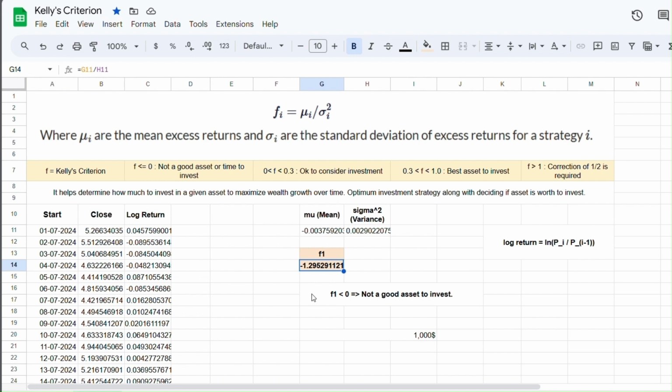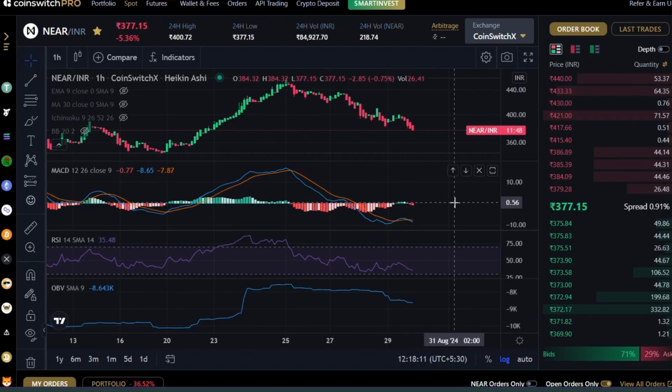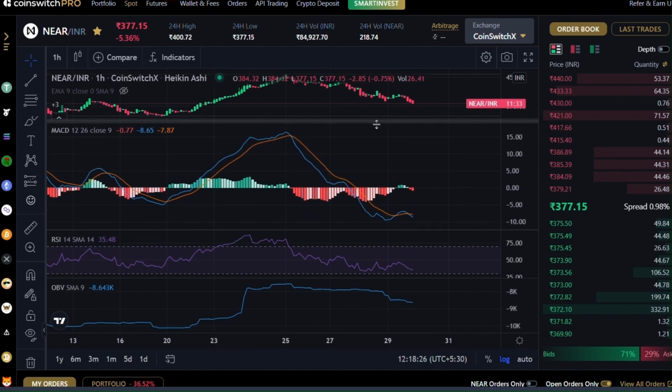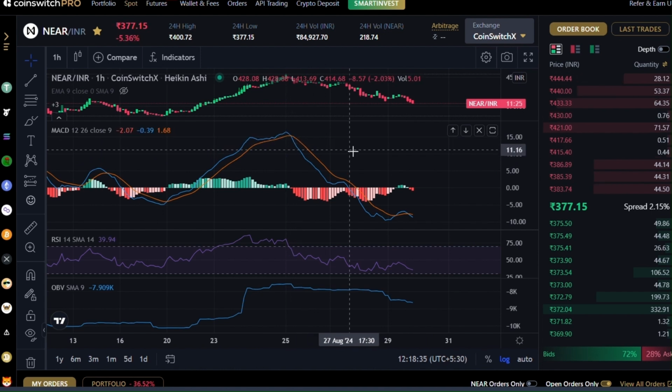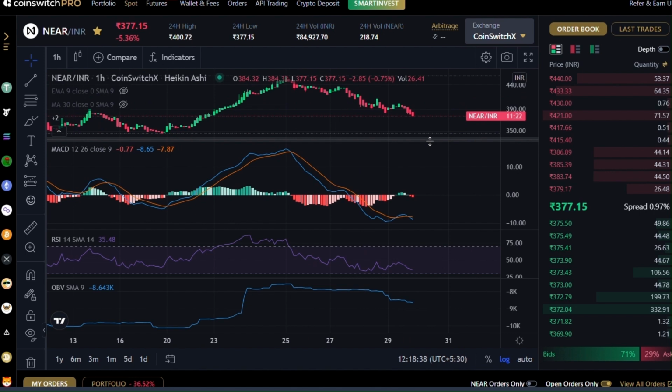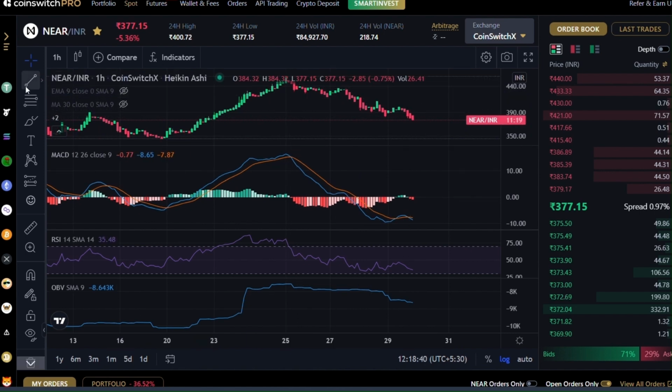Now let us understand what other technical indicators are suggesting. Let's go to the technical indicators section. The MACD is also suggesting not to invest, because here you can see the blue line crossing the red line. That means it is a downtrend. As it follows here, the blue line crossed the red line, then it started downtrending. So it is not a good option with respect to MACD as well. MACD is suggesting the downtrend.